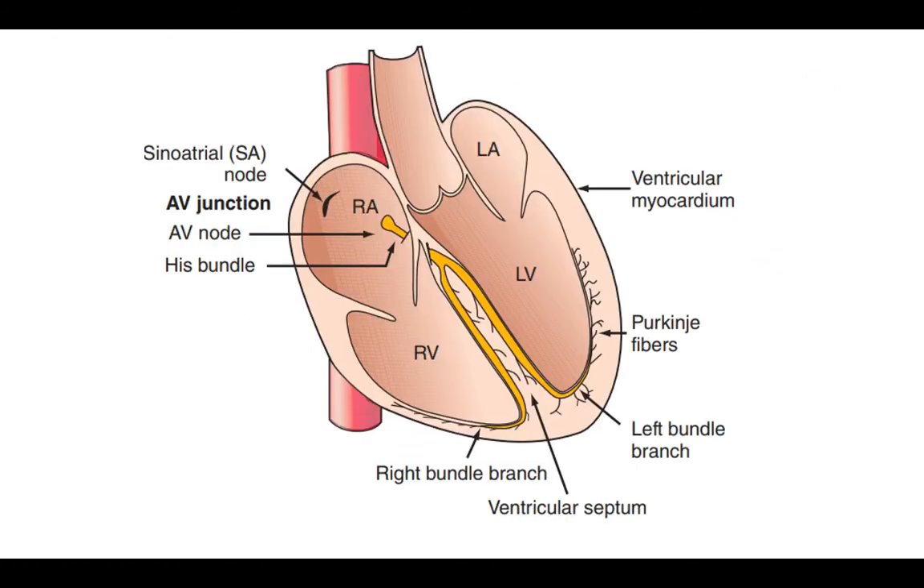So impulse is generated from SA node, then it moves towards the AV node, the upper part of the bundle of His, then left bundle branch, then right bundle branch, and ultimately the Purkinje fibers. So this is the basic network of the conducting tissues, and left bundle branch is also divided into anterior and posterior fascicles, right? So left bundle branch divides into anterior and posterior fascicles.